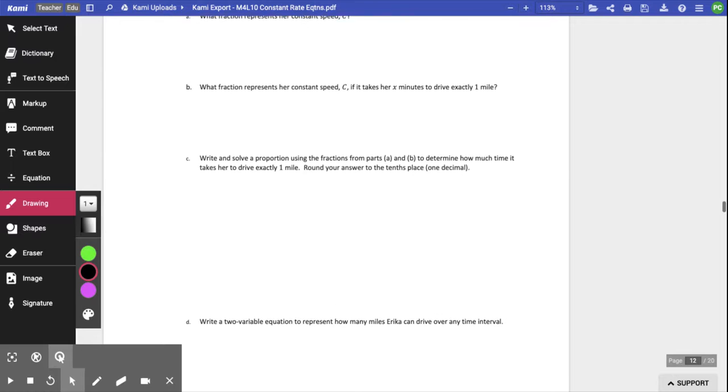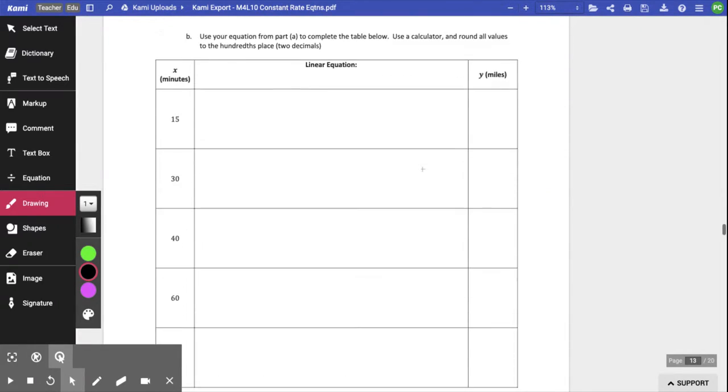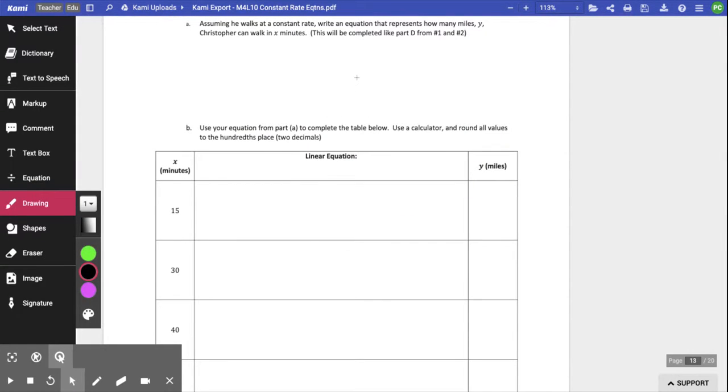Number 5 has part A, B, C, and D. And number 6, in this case, is a lot like the problem we just finished, but you have to create the equation also.